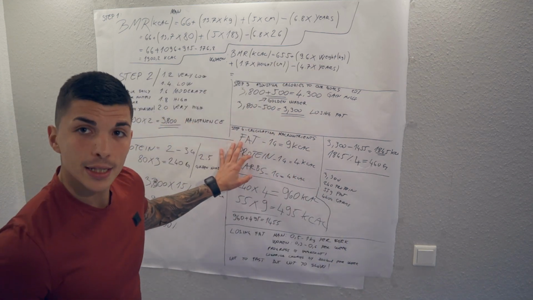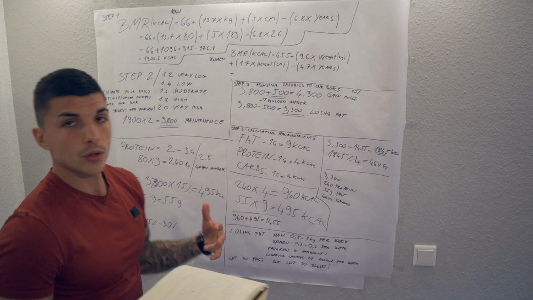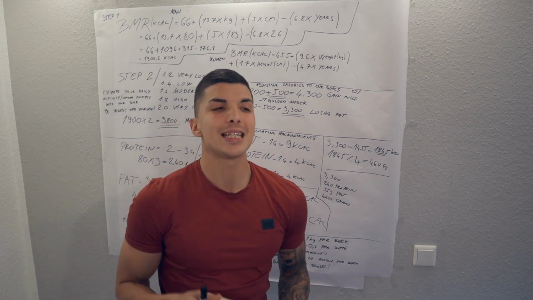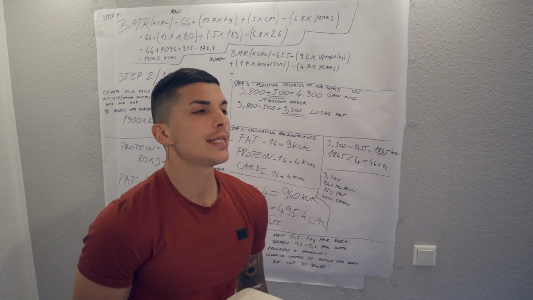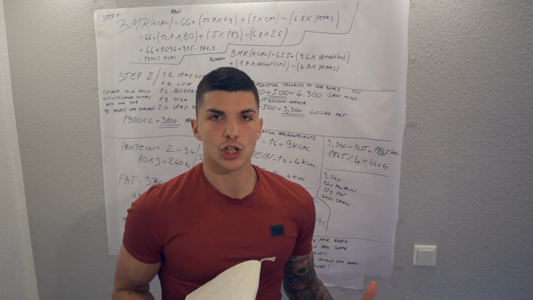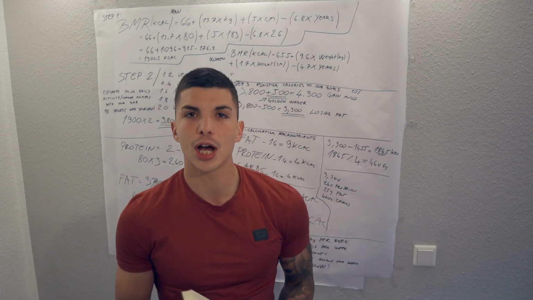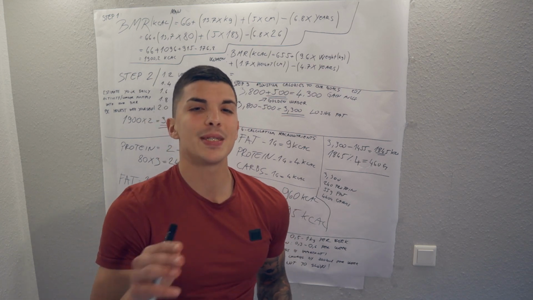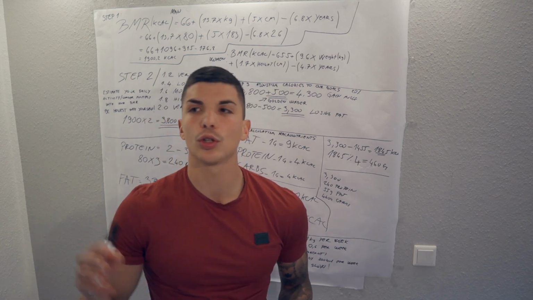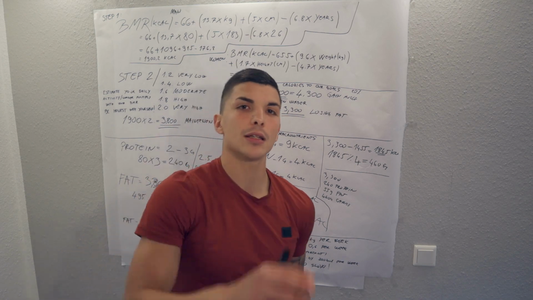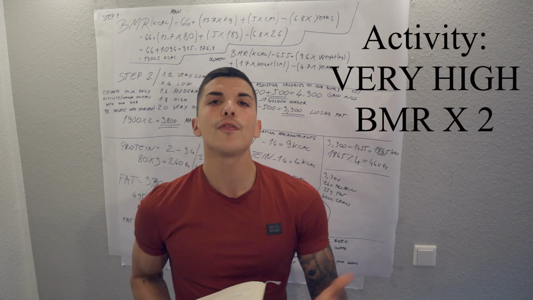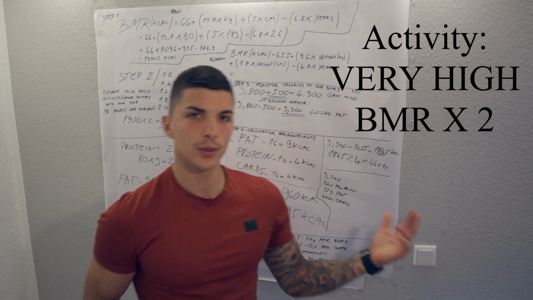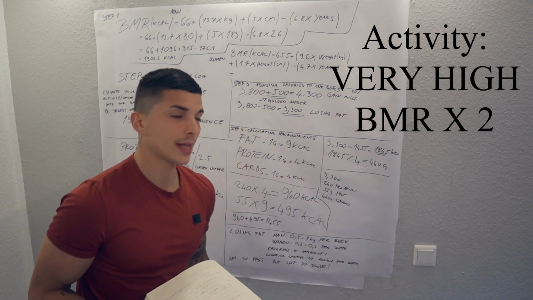And the last one is 2.0, or simply 2. It's very high activity. A sample of very high activity is again a physical job. So you're moving at your job, you're always in movement, and besides that you're working out or playing sports, etc. But you're working out at least 3 times per week. So if you are very active, you put that number inside, and I'm going to show you right now.